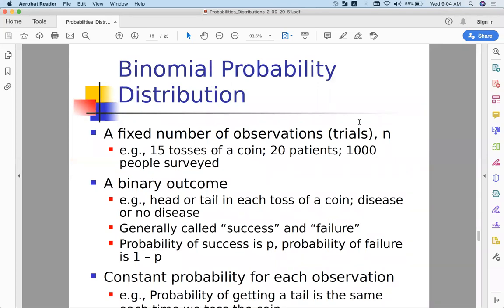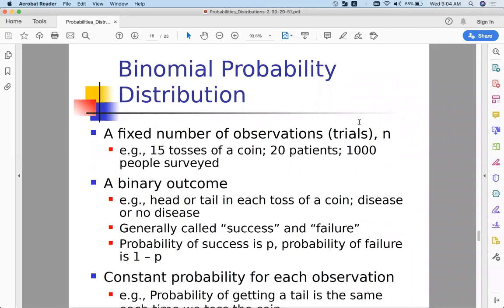Now, the key characteristics of binomial probability. Take the example of head and tail when you flip a coin. When you flip it once, it's 50% and 50%. There is no confusion. But when you flip it 10 times or 20 times, it's a probability distribution. You're not flipping it one time, you're flipping it more than one time. That's why you have a probability distribution.